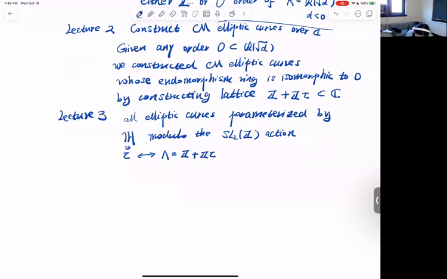And moreover, we discussed the CM points. The CM points on the upper half plane modulo SL2(Z). We said, without proof, that it actually turns out to be a genus zero Riemann surface. That is called Y1. This is a genus zero Riemann surface.